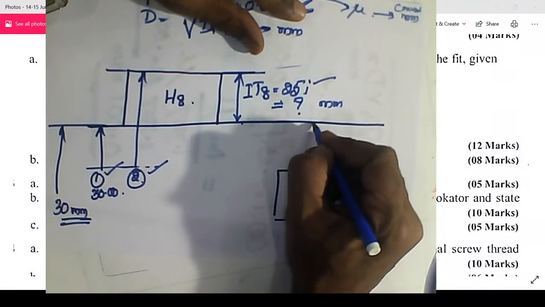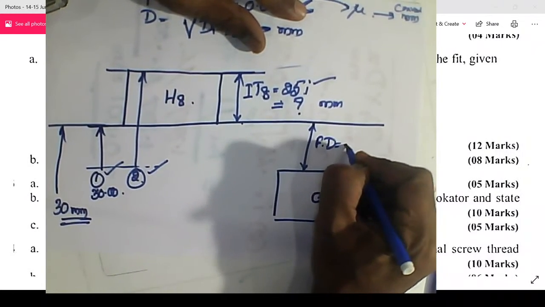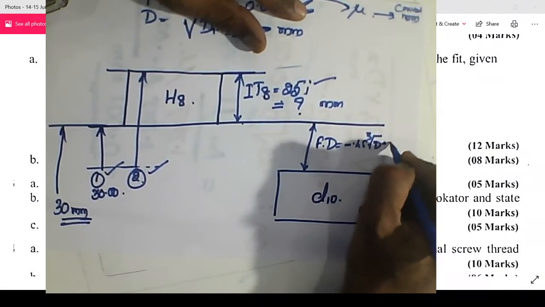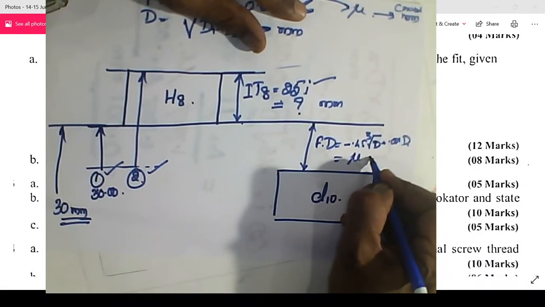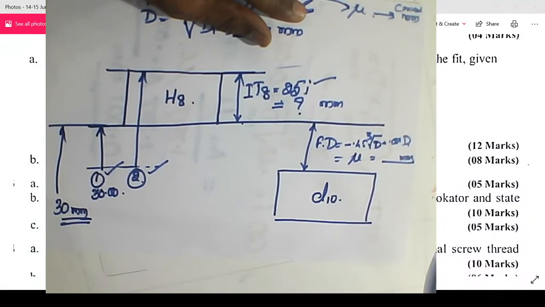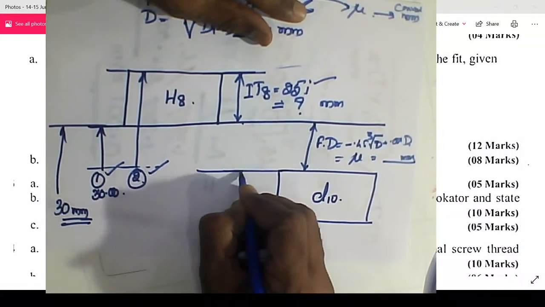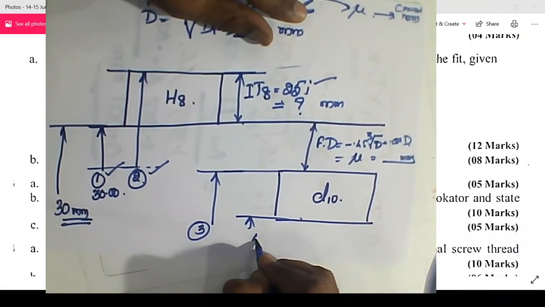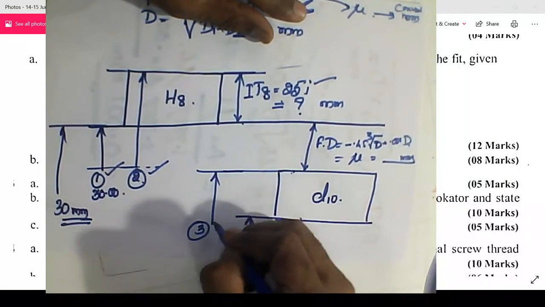Next, come to the shaft part. Fundamental deviation Fd is equal to minus 0.45 cube root of D plus 0.001D. Find out how much this is. The answer you get is in terms of microns, convert that into millimeters. Now, we need to find out number 3. Next, number 4. This is the maximum size of the shaft, and this is the minimum size of the shaft.